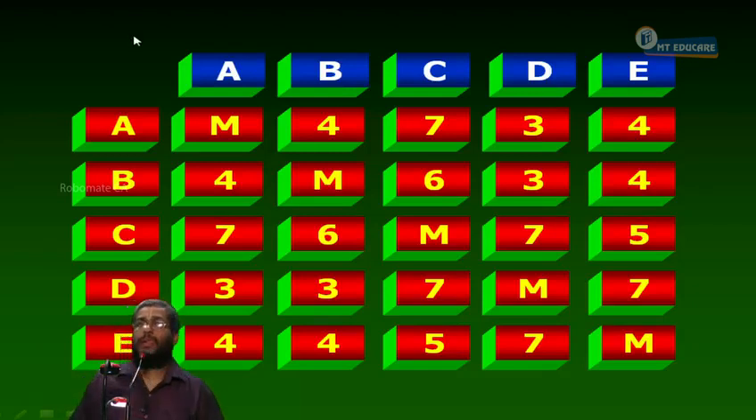Write down note. There is no travel possible from A to A, B to B, C to C, D to D, and E to E. Hence, these cells are prohibited cells, and a very high penalty M is imposed on it.